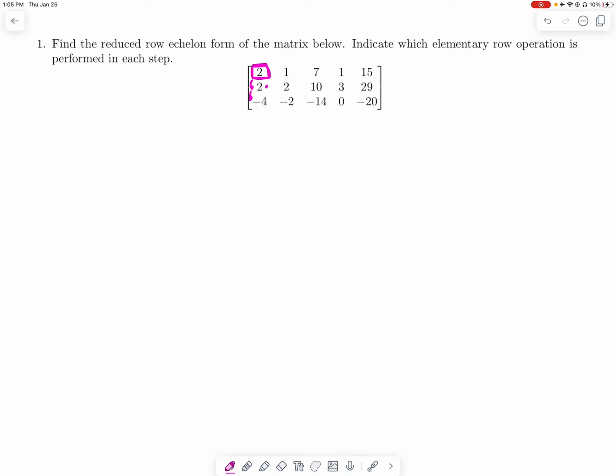So to make this first entry below it, that 2, a 0, I can do R2 minus R1 and stick that into R2. So I'm going to leave my R1 the same as it was before. I'm going to do R2 minus R1 to get my new row. So I'm going to get 0, 1, 3, 2, 14. And then we'll leave the bottom the same as it was before.